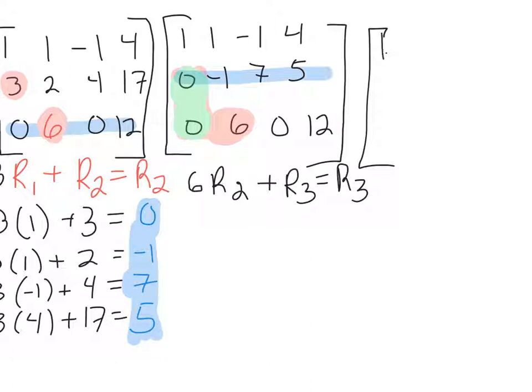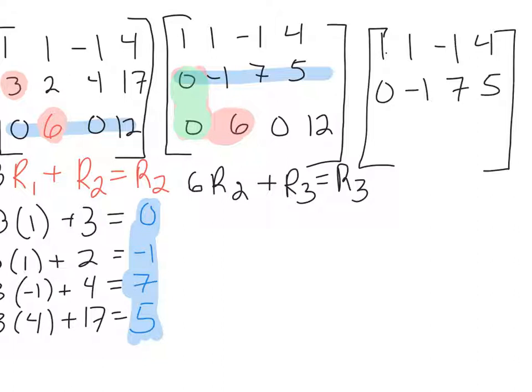So we're not eliminating the top row, so I've got 1, 1, negative 1, 4, 0, negative 1, 7, 5, but I am eliminating from row 3, so I'm going to leave it blank. So let's plug in our values.